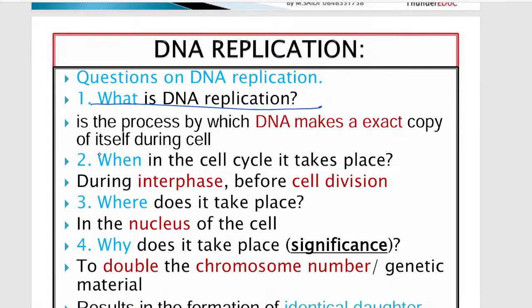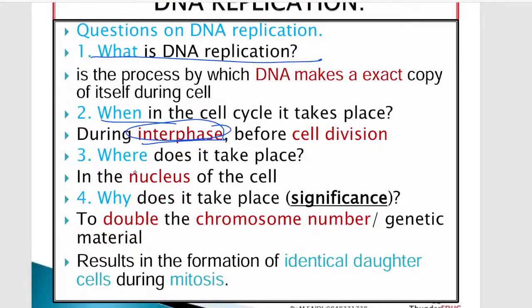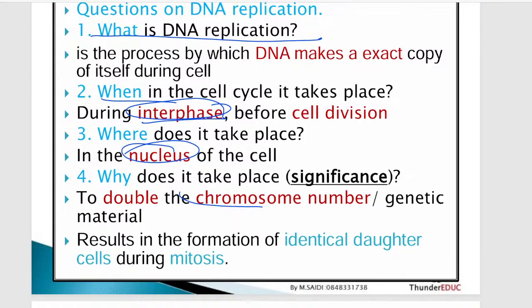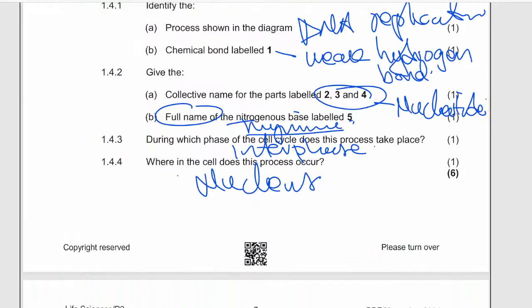Check what is DNA replication, so you identified it. When does it occur? Takes place. You see the answer is there. Where does it take place? We said it occurs in the nucleus. Why does it occur? I think I also saw that question. They're asking you, why does DNA replication occur? What is the problem?